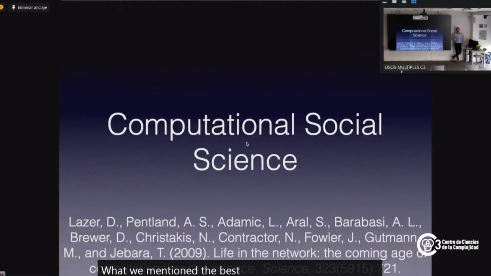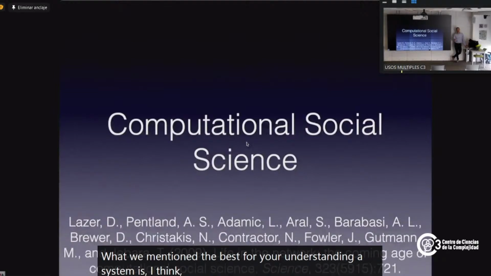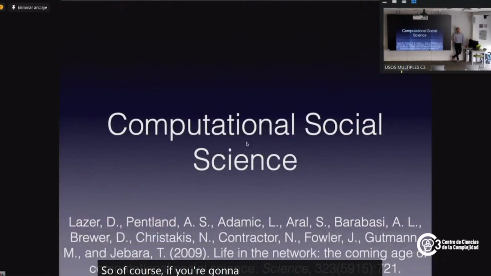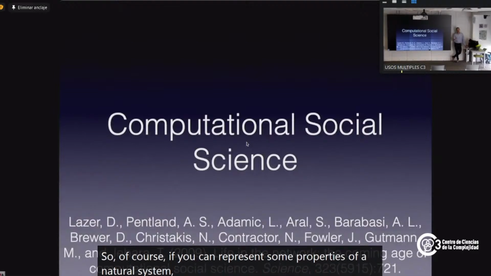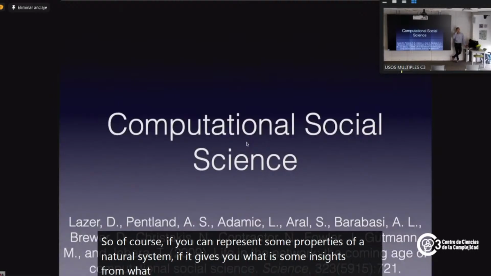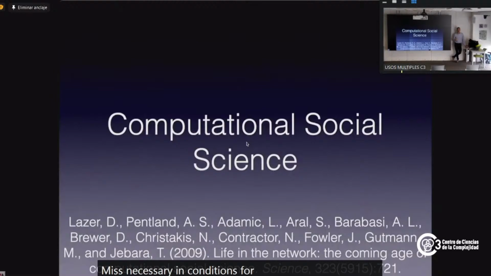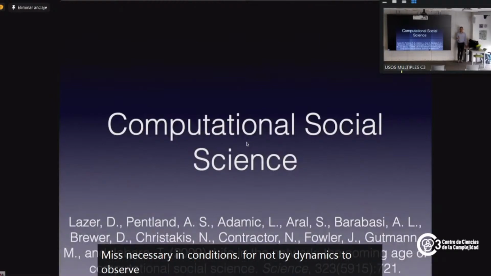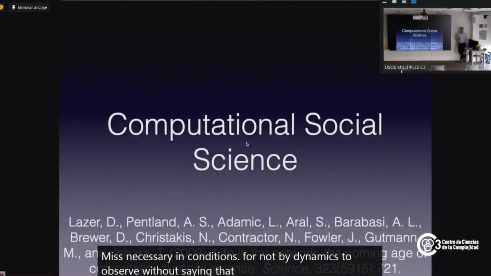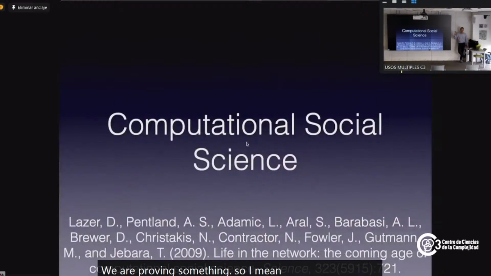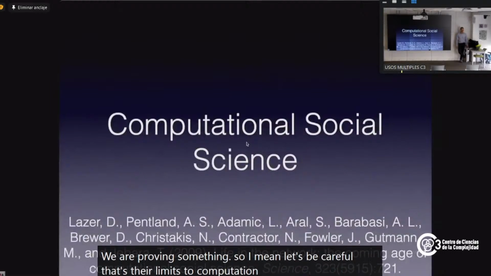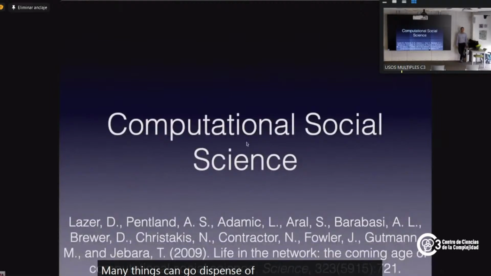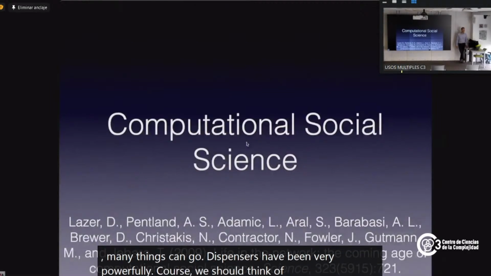The best way of understanding a system is by building it. So of course, if you can reproduce some properties of a natural system, it gives you at least some insights on what are necessary and sufficient conditions for that dynamics to be observed. But that doesn't mean that you are proving something. So just be careful that there are limits to computational methods. However, there are many things we can do with these methods that have been very powerful. Of course, we should take advantage of this.